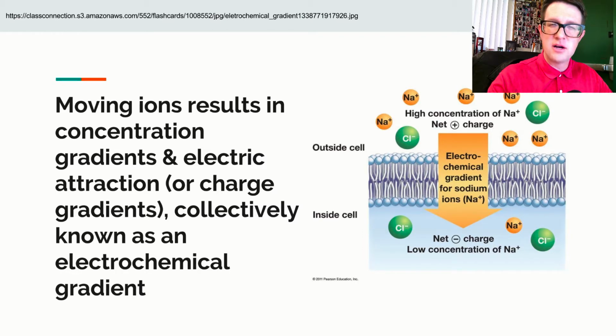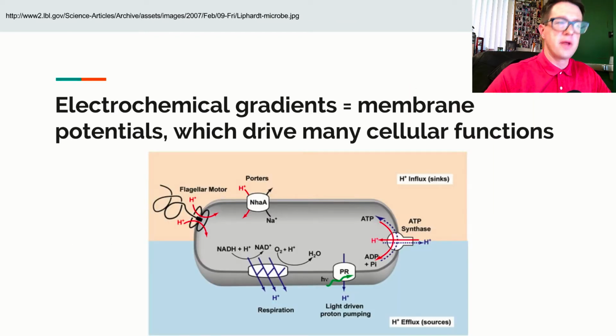The outside of the cell has sodium. Sodium wants to move into the cell for 2 reasons. Reason number 1, concentration-wise, you move from high concentration to low concentration according to diffusion. Second reason is the inside of the cell is negative. So the positively charged sodium ions want to move to the negatively charged inside of the cell. That phenomenon, that electrochemical gradient, is also sometimes referred to as a membrane potential. Membrane potentials are a nice way of saying a battery. Your cells turn out to be batteries.